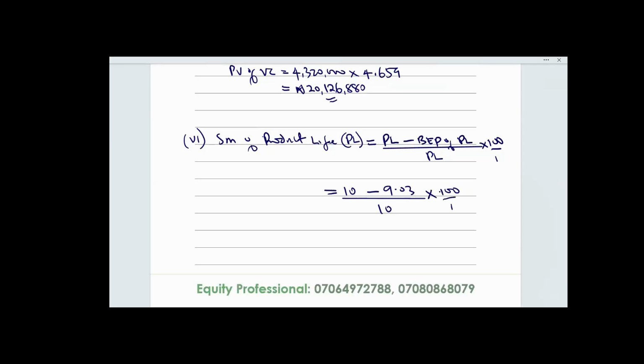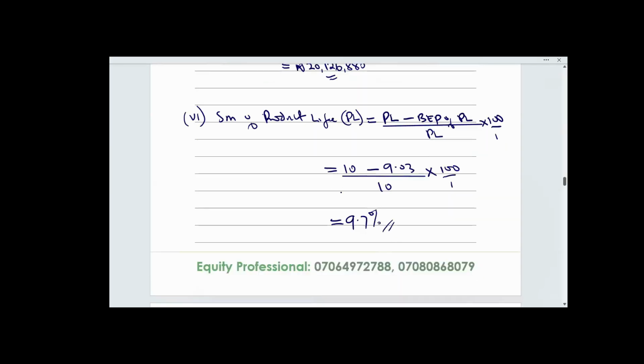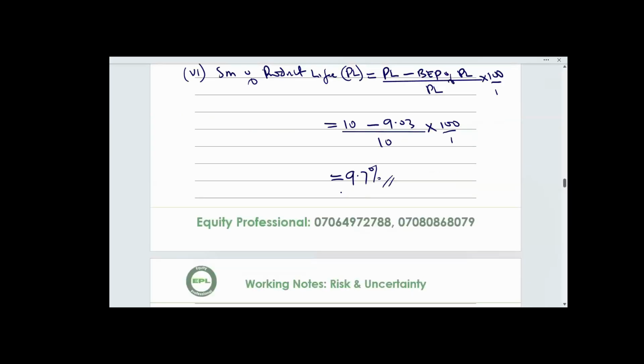So this will give us 9.7%, which means that, let me give space, this is equal to 9.7%. So this means that the life of the project can still reduce. The useful life of this project can still reduce by 9.7%. Any further reduction will make the NPV negative.